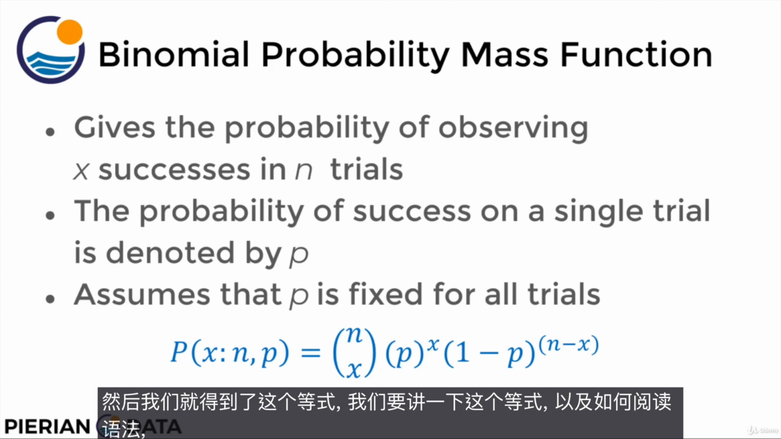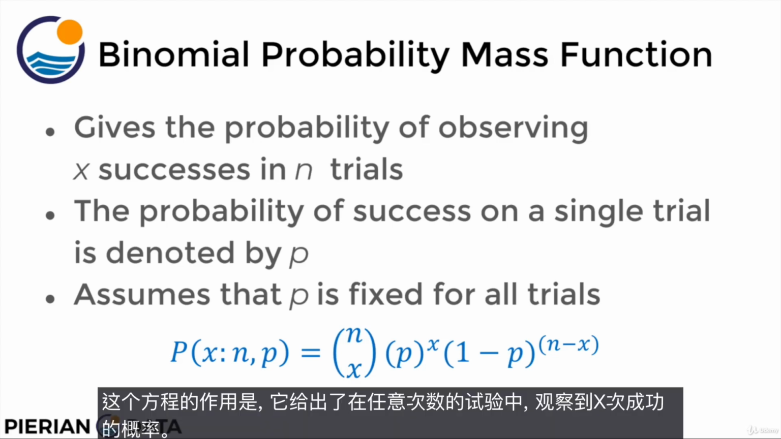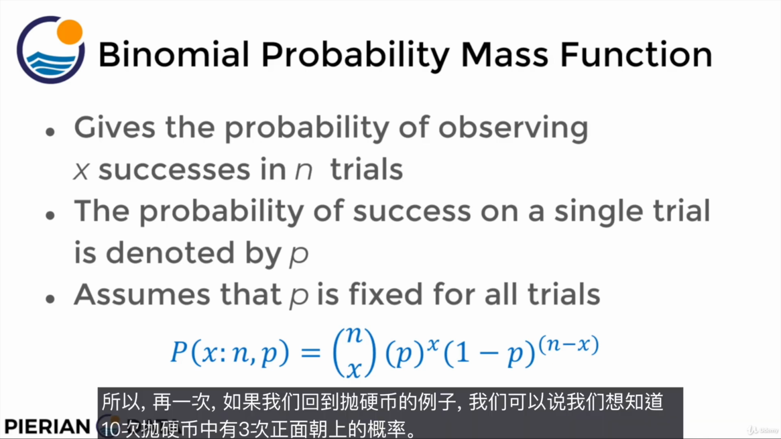So we're going to talk about this equation and how to actually read the syntax in just a little bit, but I want to go over these 3 bullet points in a little more detail. So again, what this equation does is it gives you the probability of observing X number of successes in N number of trials. So again, if we go back to that coin flip example, we could say that we want to see the probability of flipping 3 heads in 10 coin flips.